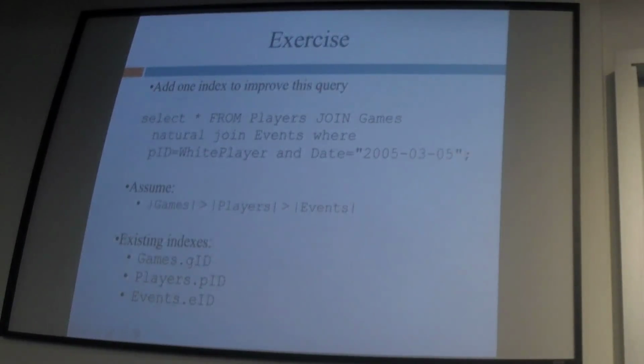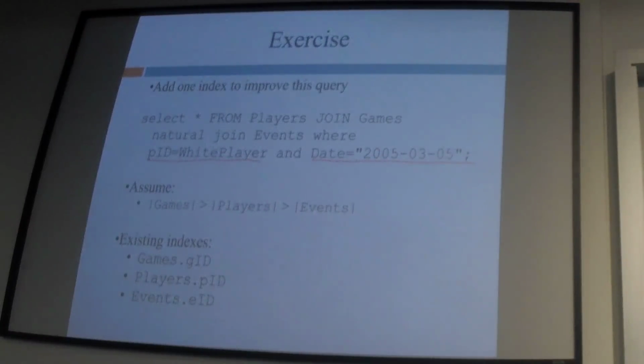Now the question we have is, this is actually one we did in class, but we'll go over it in more detail, like why you should pick the index that you should. So we're given this query. We want to select whatever from players join games, natural join events, where PID equals white player, and then just some straight date filter. This date filter is not involved in the join. It's not saying join on this condition. That's just an additional filter after the joins or before, whatever it decides to pick.